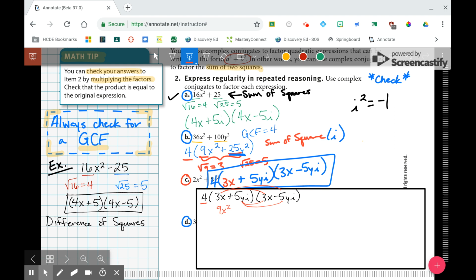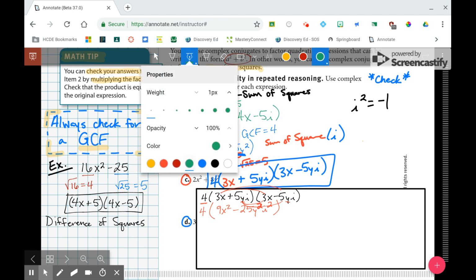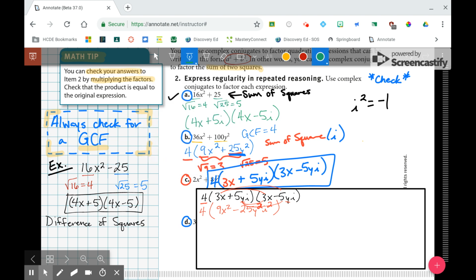So we have 5 and negative 5, which is negative 25. y times y is a y squared. And then i times i is an i squared. And again, there's just that 4 out in front. I know it doesn't look exactly like what we started with, but we're getting close. We see an i squared, so there should be alarm bells going off in your head. i squared is negative 1. So right here, this is really just a negative 1.